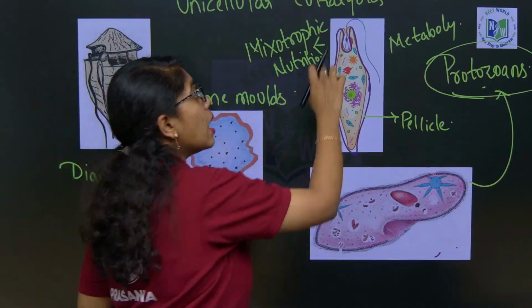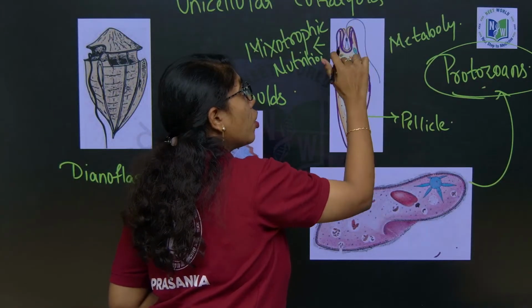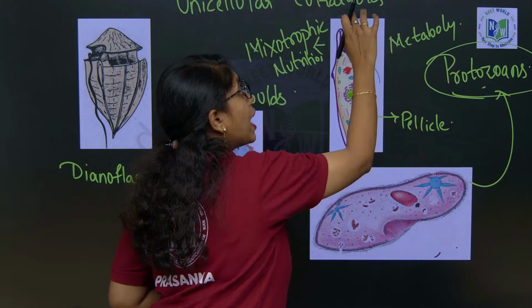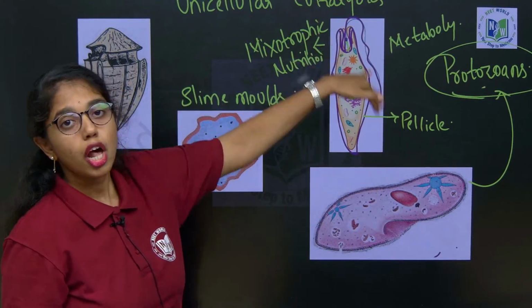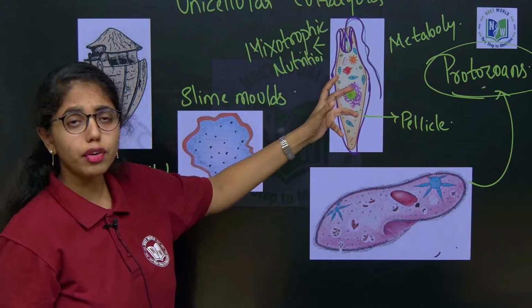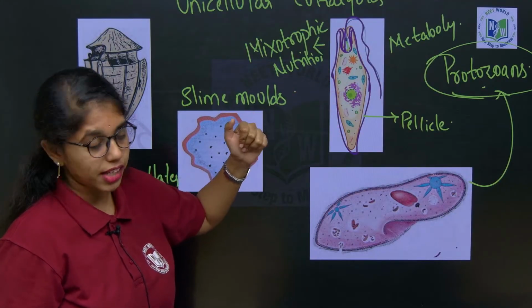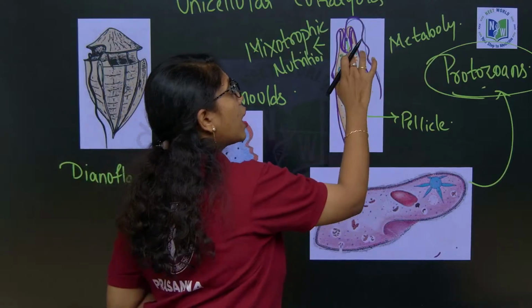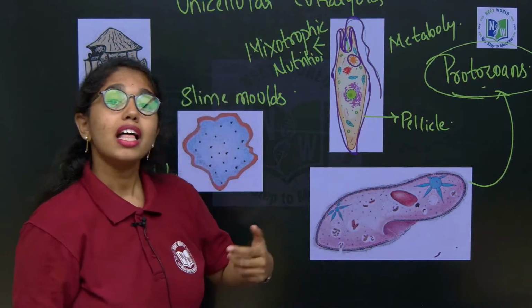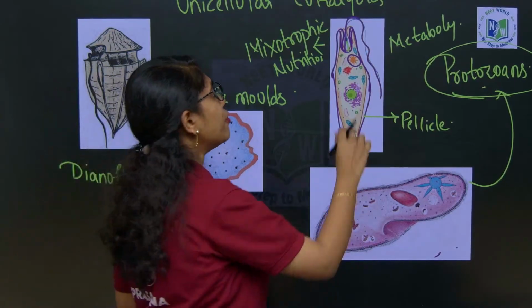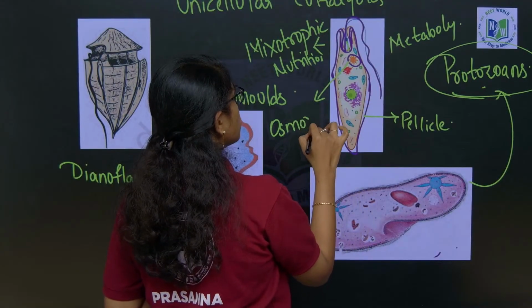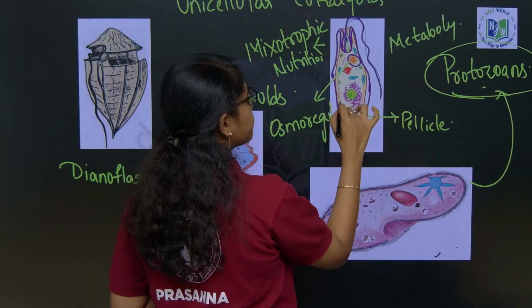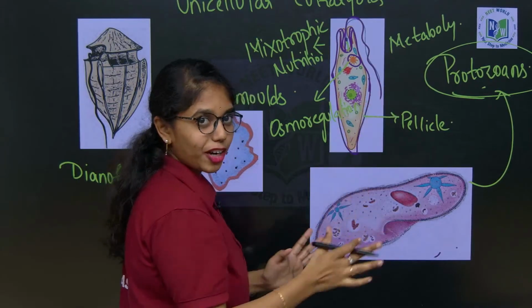From the paraflagellar body, one short flagellum and one long flagellum form, which you call heterokont or trichonematic flagella. You can see one contractile vacuole in euglena. This contractile vacuole is helpful in osmoregulation. Clear? Done with the euglena.